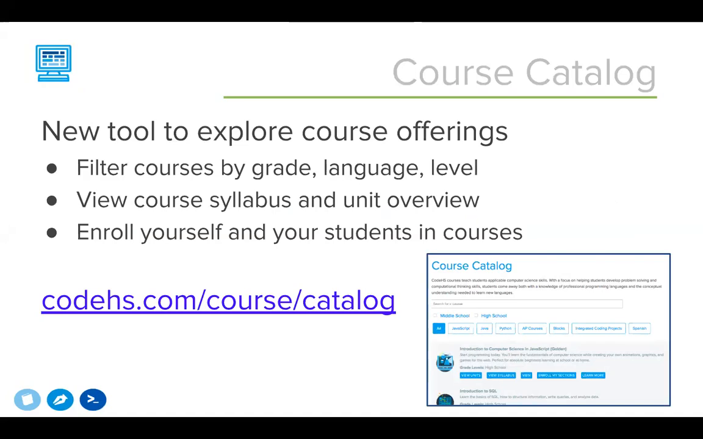So if you're looking for a blocks course, you can filter by that. If you're looking for an AP course, you can also filter by AP. From here, you can also view the course syllabus and unit overview to decide which course is right for your students. And also from the course catalog, you can enroll yourself and your students in the courses. So we're actually going to go take a look right now.